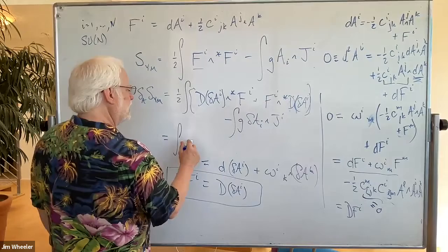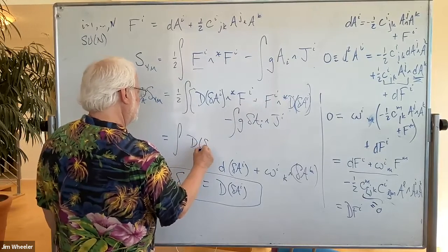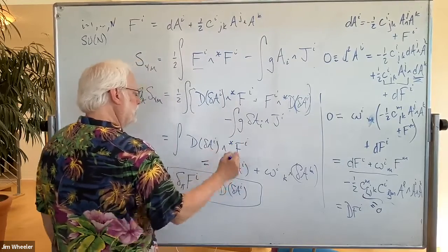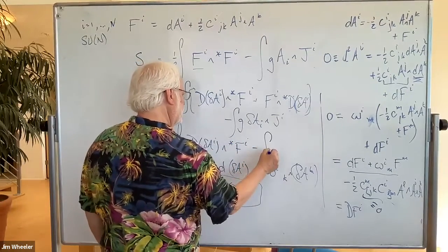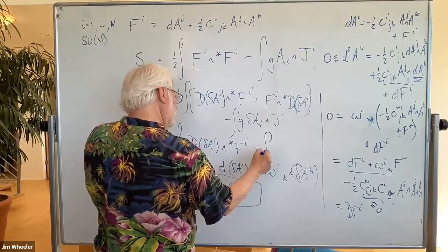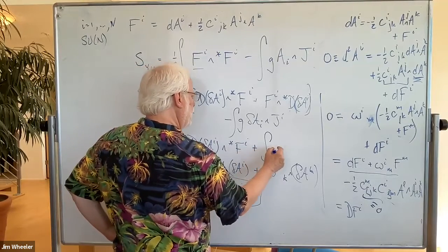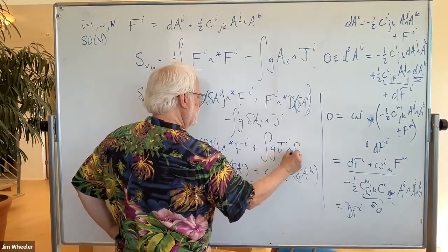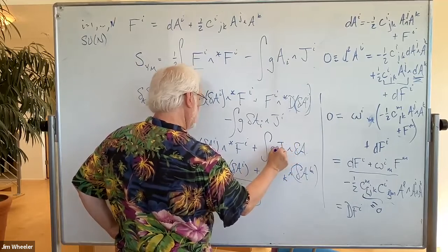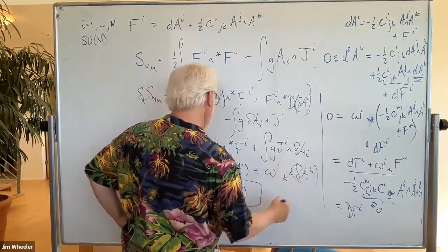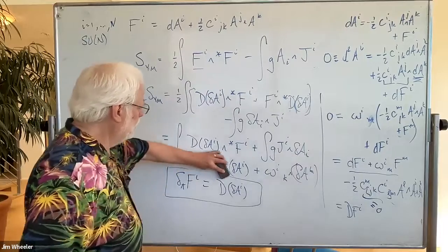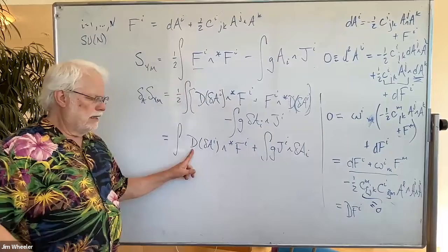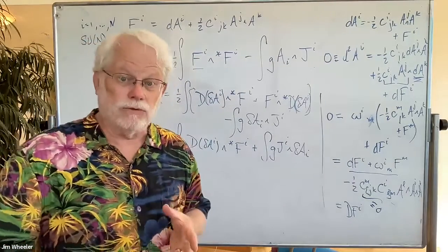So I'm going to get D of del AI, the two's gone, wedge the dual of Fi, minus, let's make it plus G, if I interchange these, Ji del AI. That's fine. Okay, and so now derivatives obey the Leibniz rule.